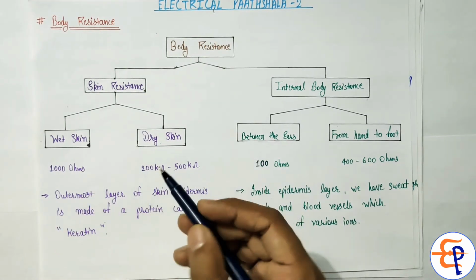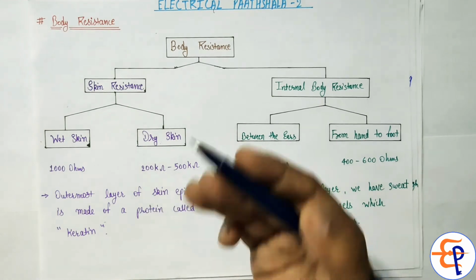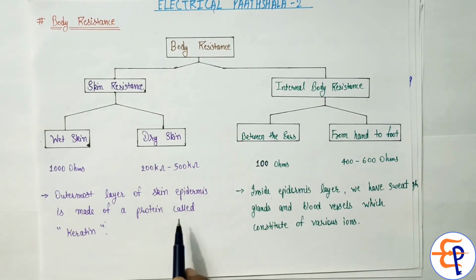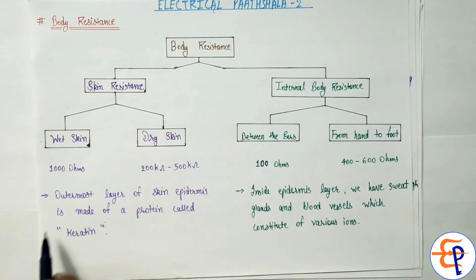Now guys, why is skin resistance that high? Because the outermost layer of the skin, the epidermis, is made of a protein called keratin, and this keratin protein offers very high resistance to the passage of the electricity.